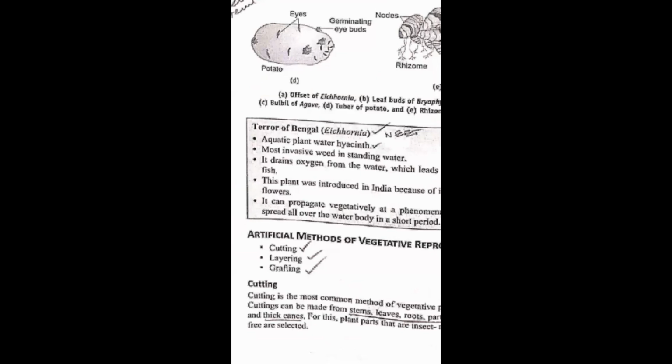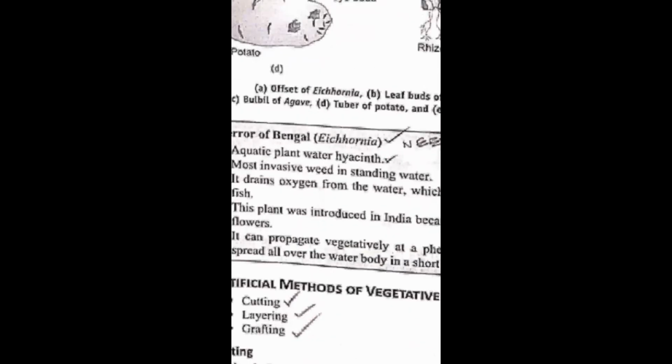Terror of Bengal. What is the meaning of Terror of Bengal? Why is it called Terror of Bengal? That is the name of the plant Eichhornia. Terror of Bengal is otherwise called Eichhornia. It is an aquatic plant, also water hyacinth, the most invasive weed in standing water. Take a pond or lake as an example. The upper part has a green plant with violet-colored flowers. That is called water hyacinth, also Eichhornia.